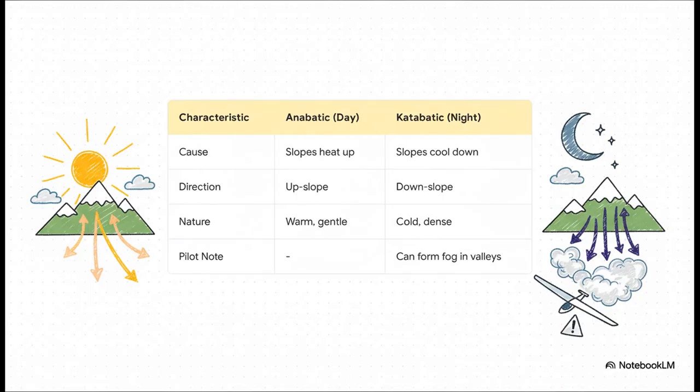So let's put them together. Anabatic, that's the warm, gentle daytime flow up the mountain. Katabatic, the cold, dense nighttime flow down it. And for us pilots, that katabatic wind comes with a serious warning. As that cold air pools in the valley, it can cool all the surrounding air to its dew point and create fog, sometimes really, really fast.